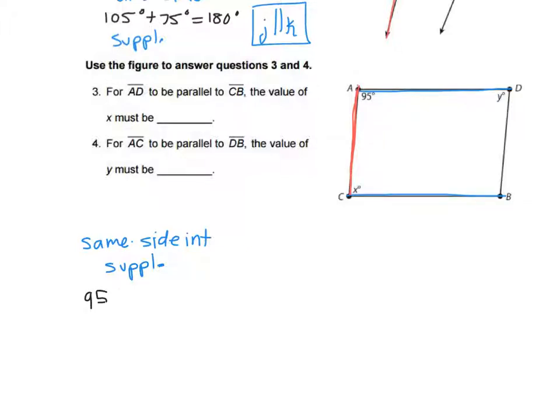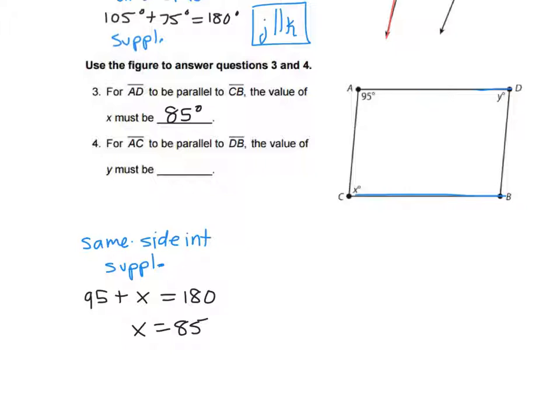So let's create an equation where that is true. We would say 95 plus x equals 180 degrees. So if I solve for x by subtracting 95, we get x equals 85. So x must be 85 degrees for these two angles to be supplementary, which means that the lines would be parallel.